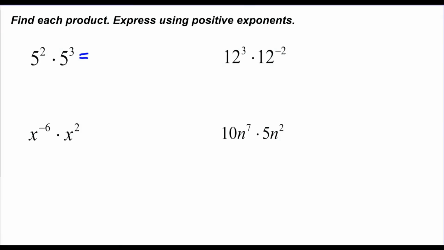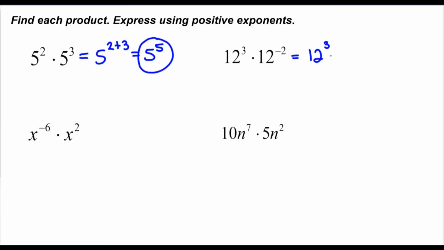So 5 to the second power times 5 to the third power, that would be the same as 5 to the 2 plus 3 power, which is 5 to the fifth power. I've got 5 5s there. Next, 12 to the third power times 12 to the negative second power.